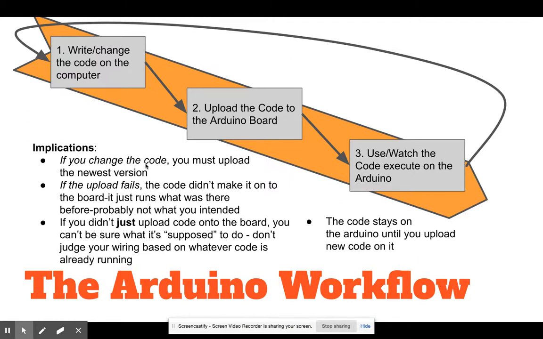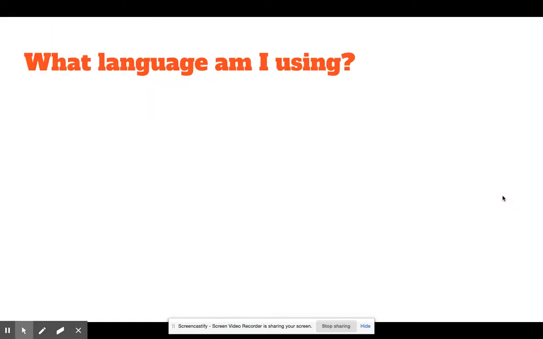This implies that if you change the code, you must upload the new code. If the upload fails, if your code does not make it to the board, then your board will just run whatever code was already on there before you tried to upload it. Code will always stay on your Arduino until you upload new code onto it. So if you upload code to your Arduino that tells it to blink every so many seconds, then your board will do that forever, or until you upload a new set of instructions onto it.